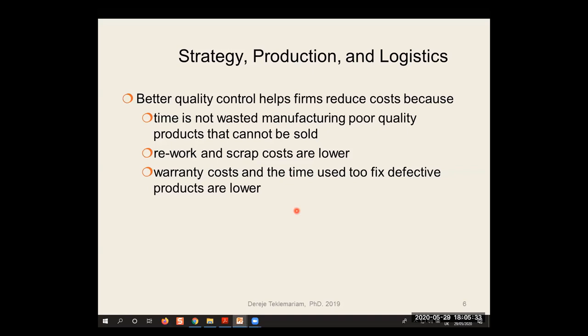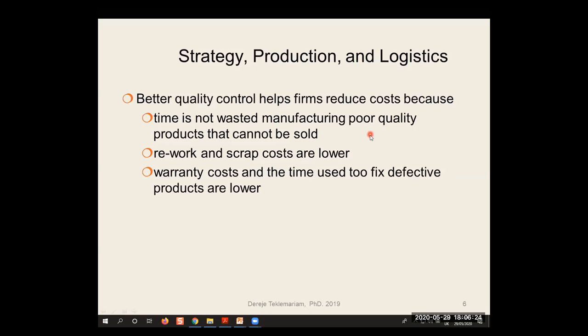The traditional assumption among a number of international business managers is that better quality control requires a lot of cost. Of course, in the beginning, it requires cost. The establishment of quality checking and control systems may initially require some investment. But later, they can contribute to reducing costs significantly, okay? Because time will not be wasted during manufacturing, especially on poor quality products, because some of the raw materials or inputs will be controlled beforehand.